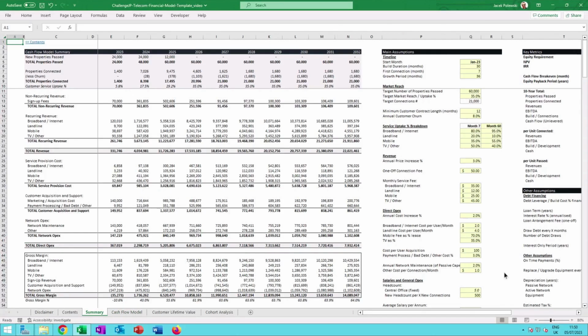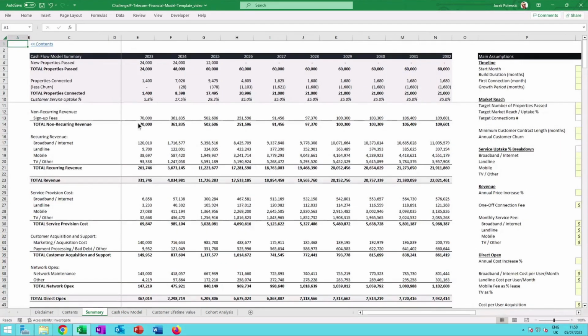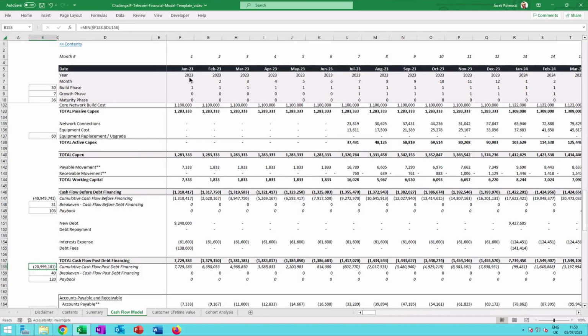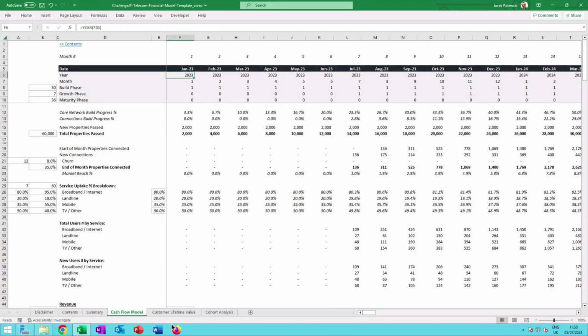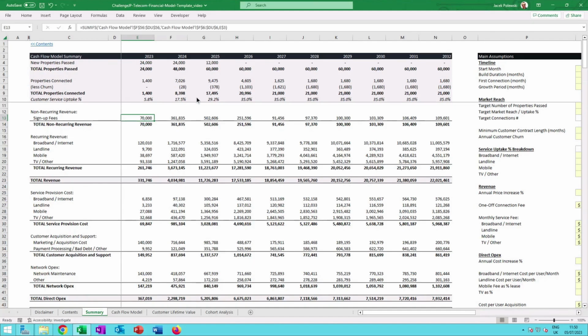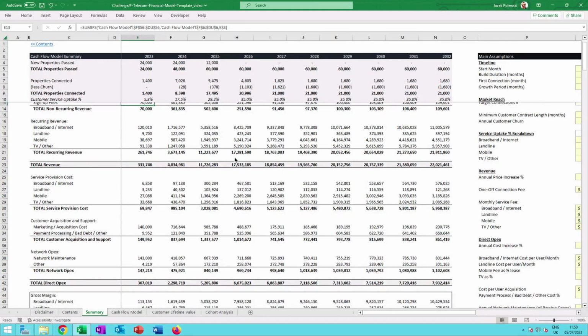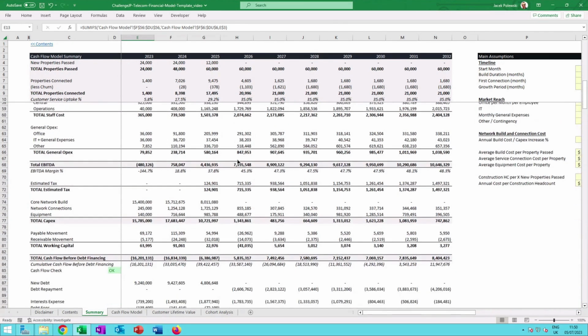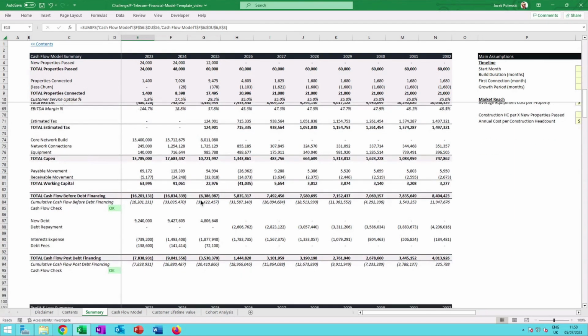Okay, so going back to my summary page, you can see that I simply aggregated all of my monthly numbers into an annual view using here the SUMIFS formula. It's just taking your year as the criteria for the sum, and then using that year row over here. So that aggregates your revenue figures, your OPEX figures, and also your Capex in here to eventually calculate the cash flow before and post debt financing.